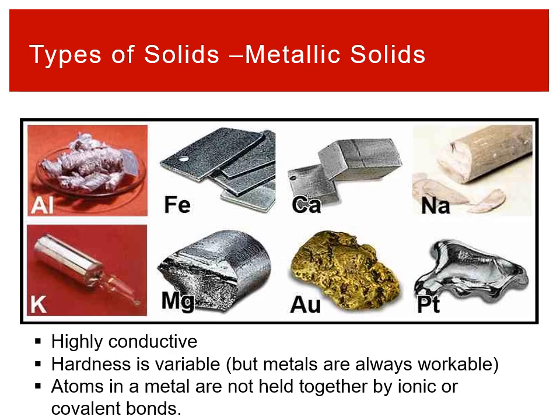And atoms in a metal are not held together by ionic or covalent bonds. There are no ionic bonds, there are no covalent bonds in a metal. There is, unsurprisingly, what's called metallic bonding.